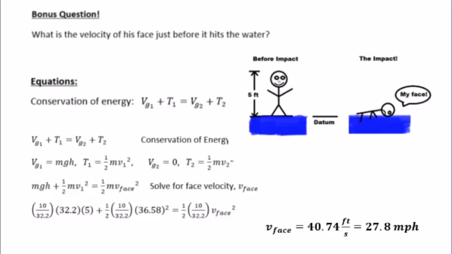Plugging in our known values and solving for T face gives us T face is equal to 257.78 pound-feet. Solving for v face from T face can be done by T face is equal to 1/2 m v face squared. v face is equal to 40.74 feet per second, which converts to 28.78 miles per hour.